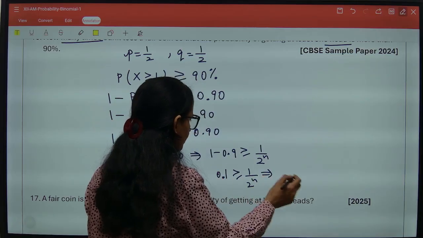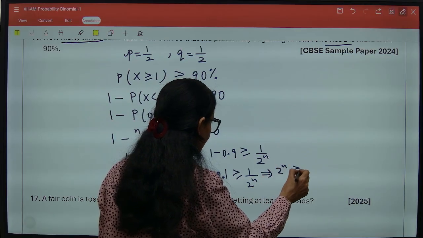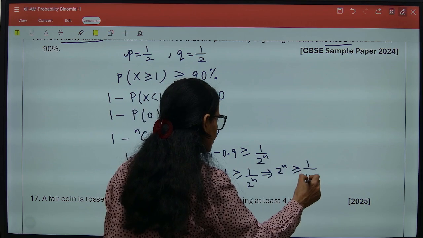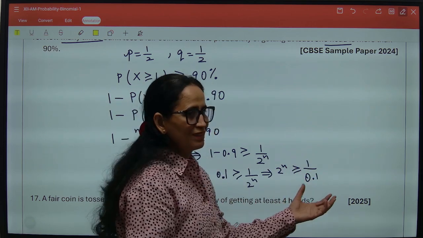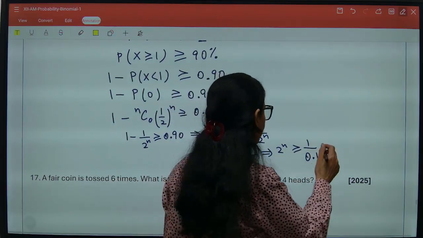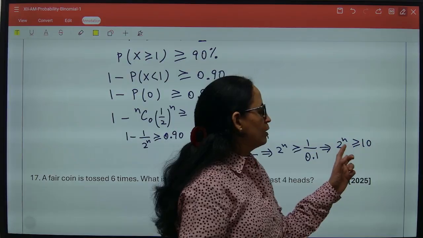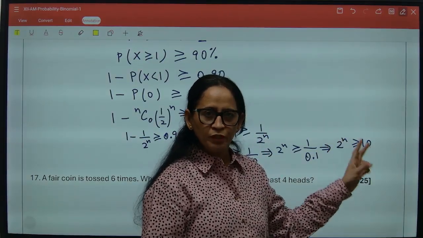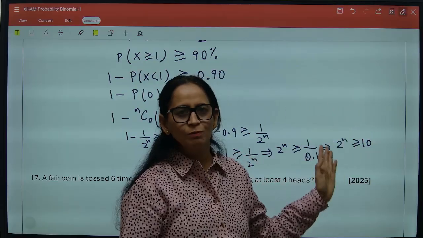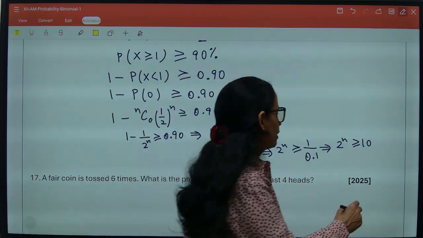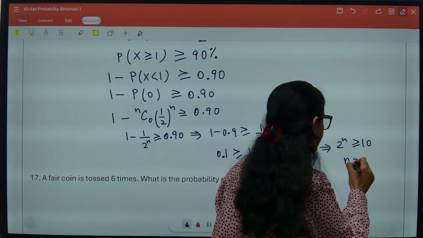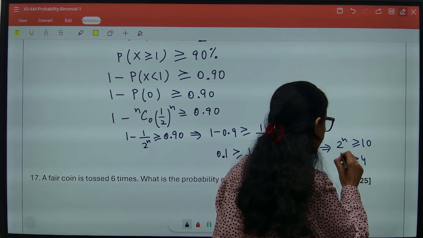Let's do a cross multiplication. So it is 2 to the power n is greater than or equal to 1 upon 0.1. 1 upon 0.1 is 10. So that means 2 to the power n is greater than or equal to 10. 2 cube is 8. So that means n should be at least 4. It should be greater than or equal to 4.